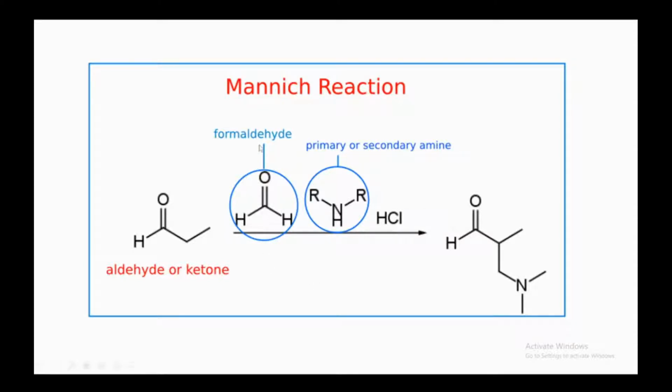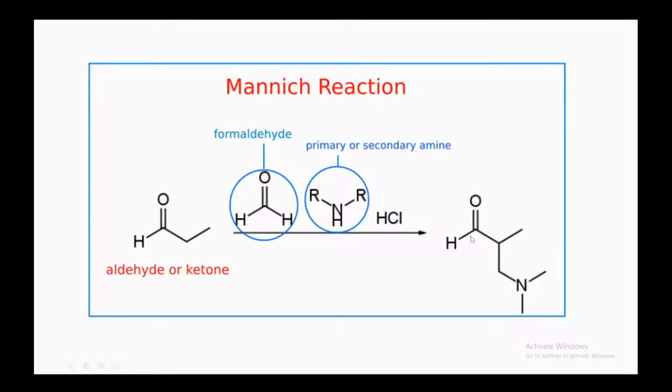If you look at the Mannich reaction, you would require three things. One is an aldehyde or ketone. It could be aliphatic or aromatic. Second, formaldehyde, again another aldehyde but a primary aldehyde, so the first member of aldehydes is formaldehyde. And third, a primary or secondary amine plus HCl. So these are the four starting materials you would need for the Mannich reaction to get this product.